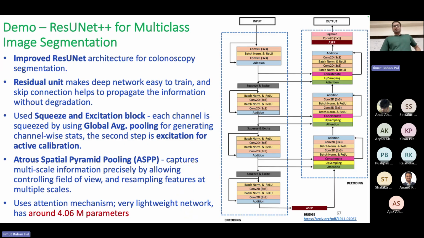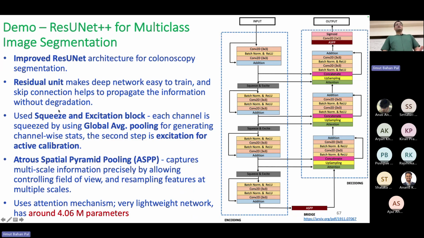For multi-class segmentation, we are using the ResUNet++ architecture, which is a very famous architecture for colonoscopic segmentation. They use residual units to make deeper networks easy to train, and skip connections help to propagate the information without degradation. They have also used a squeeze and excitation block. Each channel is squeezed using global average pooling for generating channel-wise stats, and then the second step is excitation for adaptive recalibration. The squeeze and excitation block is an individual paper.